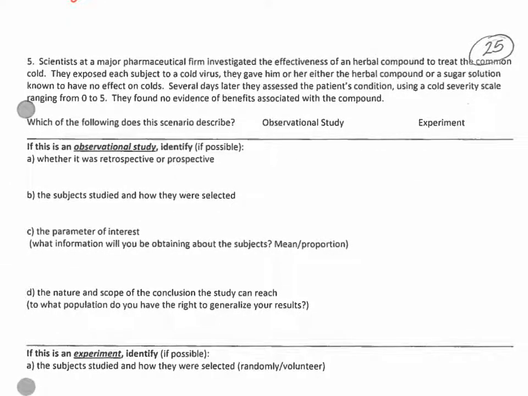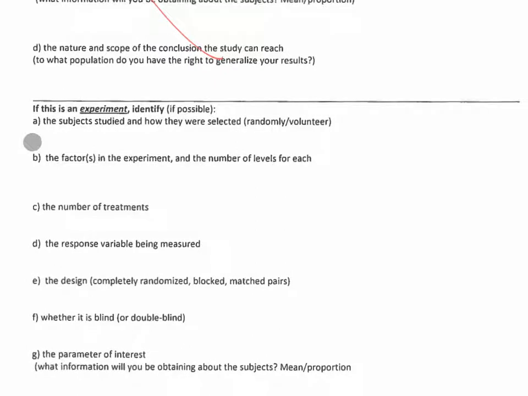This one is, we want to investigate an herbal compound treating a common cold. So, was this an experiment or observational study? Experiment, okay. So, we go down here, and our subjects were who? They have to volunteer. So these are volunteers who are exposed to the cold virus. So the cold virus is not the treatment. Those are the people in our sample.